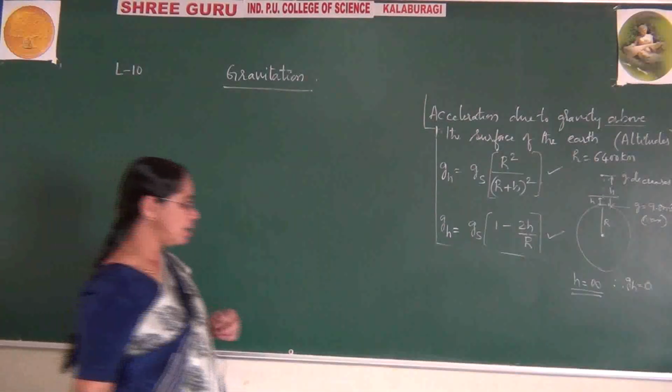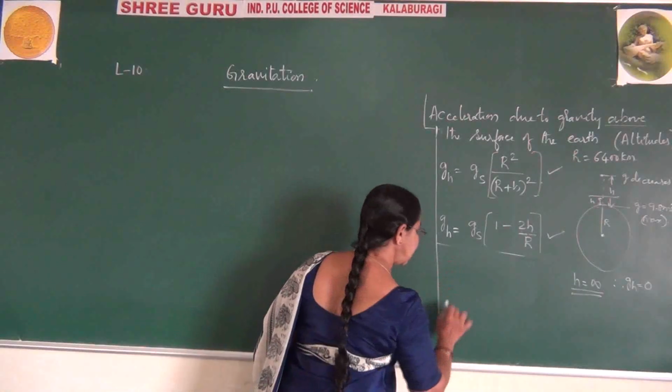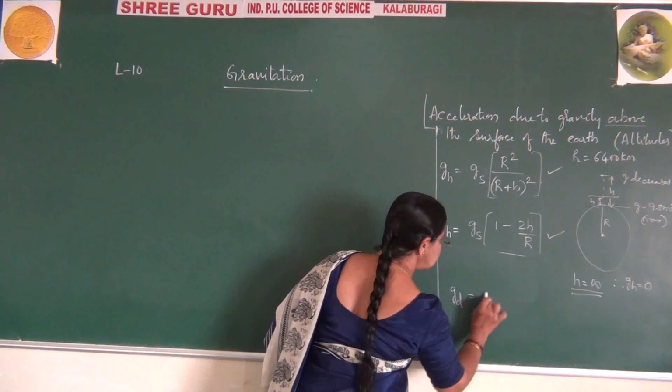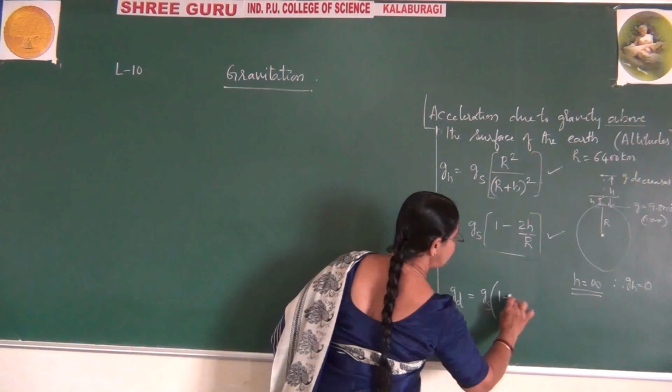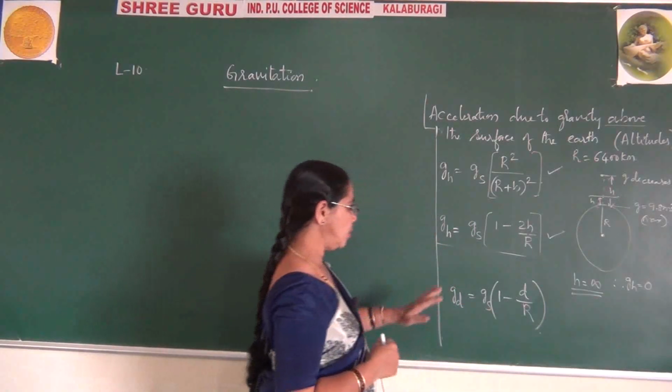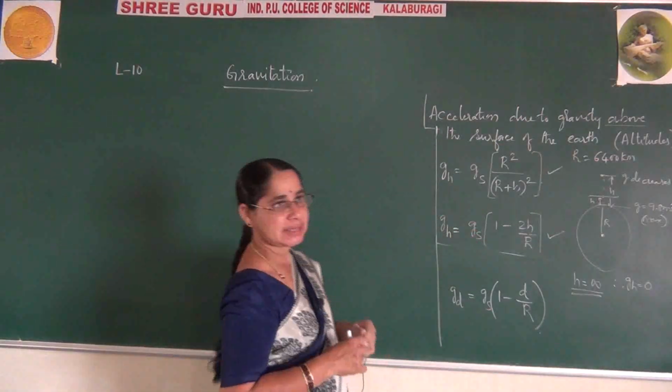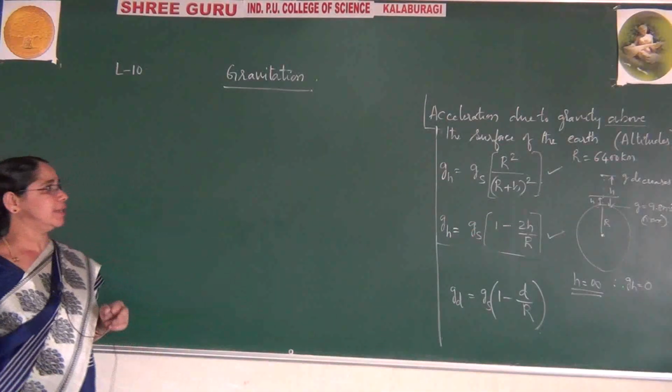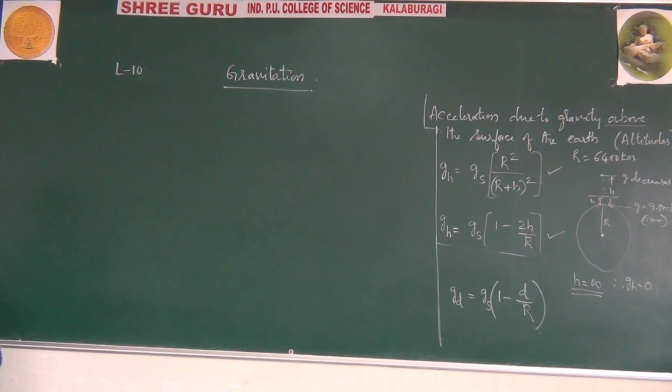To solve this problem, I write this formula once again: g at depth is equal to g_s into (1 minus d by R). This formula I have written to solve the problem, so please be aware of these formulas. Now what type of question do you expect here? In Karnataka CET, it is given.